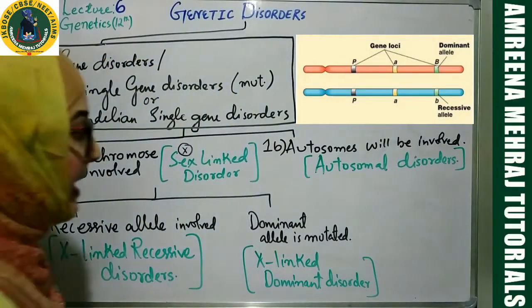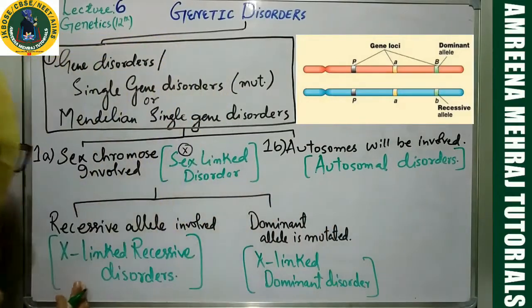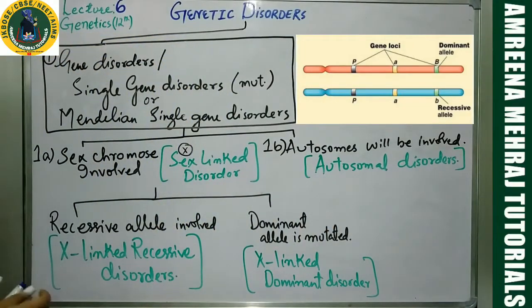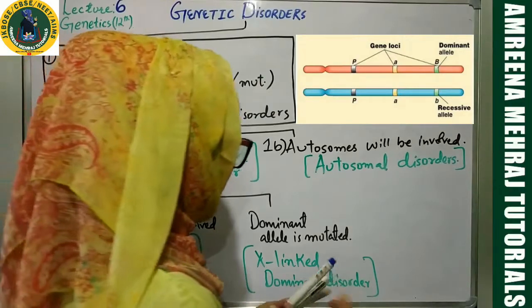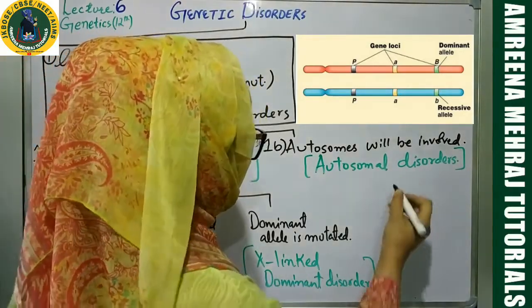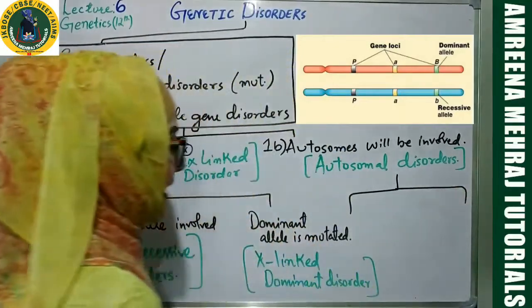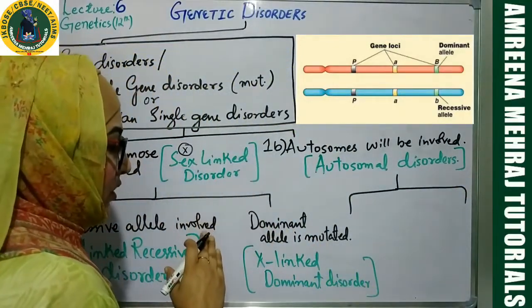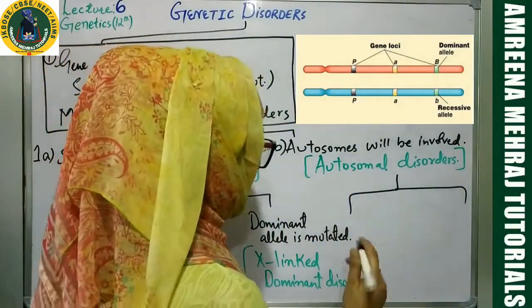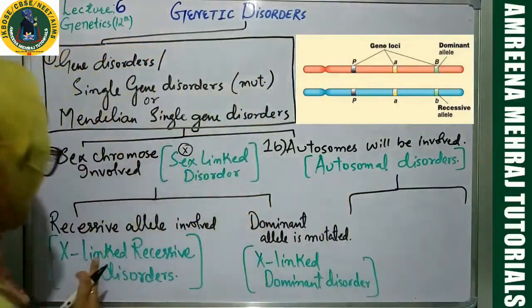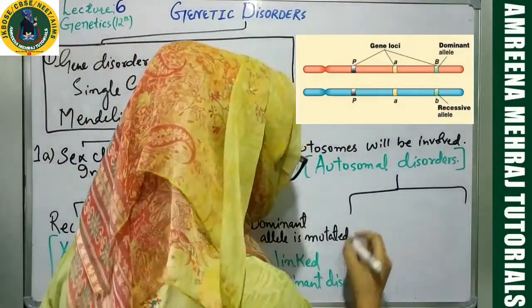Similarly, autosomal disorder. This is a subtype of 1A; this is the sex chromosome, sex-linked disorder subtype. Over here, let me give you the classification for autosomal disorders. Again, they will be dominant autosomal or recessive autosomal. Shall I write it down like this? Since I wrote recessive, I'll write it with green.